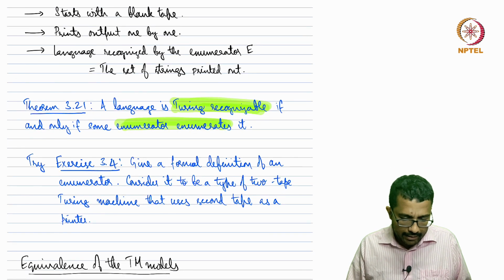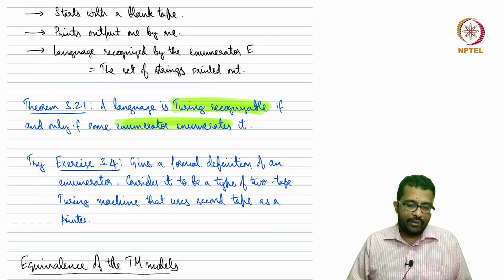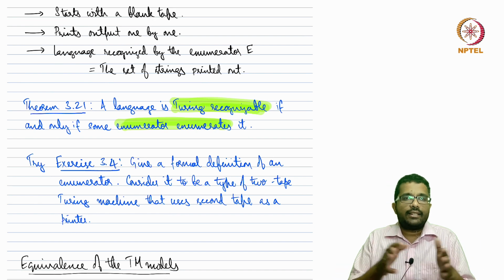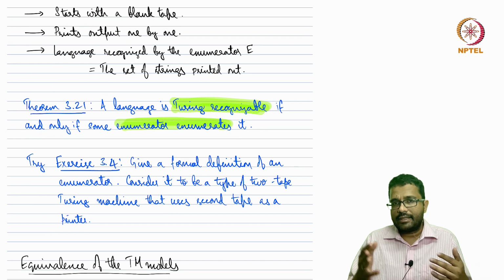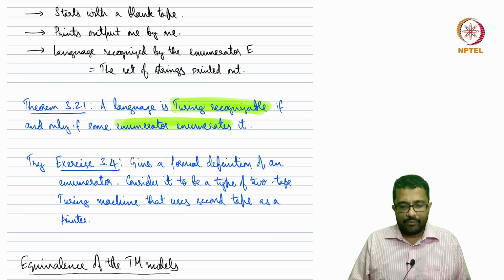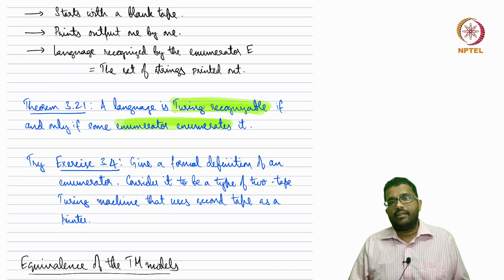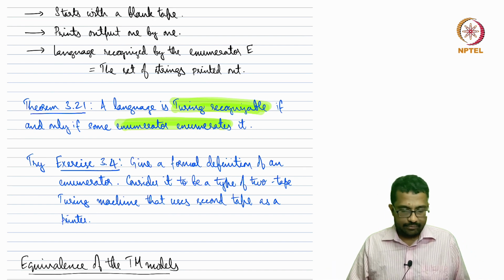There is also exercise 3.4, at the end of the chapter, to give a formal definition for an enumerator. When I say formal definition, I mean we have the 5 tuple, 6 tuple, and so on. So you can write a formal definition and say what the transition is, etc. The suggestion is you can consider it to be a 2-tape Turing machine. The second tape is the printer, and the first tape is the work tape.